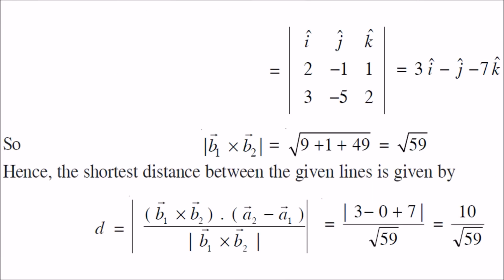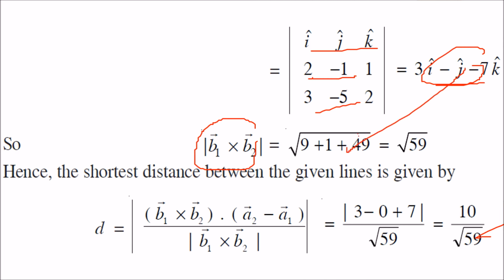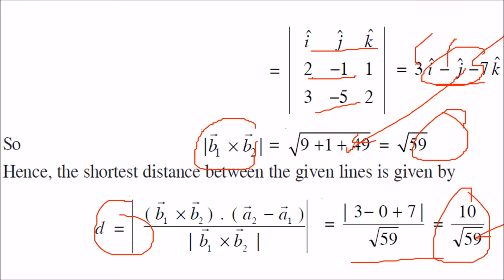And then the cross product will be found by finding this determinant, IJK and these values. And then B1 cross B2 magnitude. So find out the magnitude of this: 3 square plus 1 square plus 7 square. This is the magnitude of this. Just place in this equation and you get the final result, 10 by root 59.